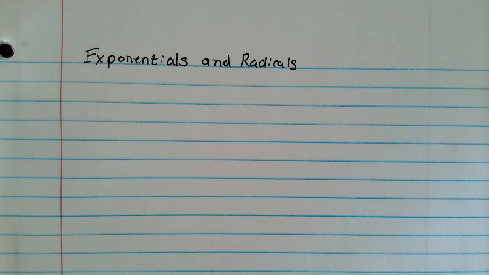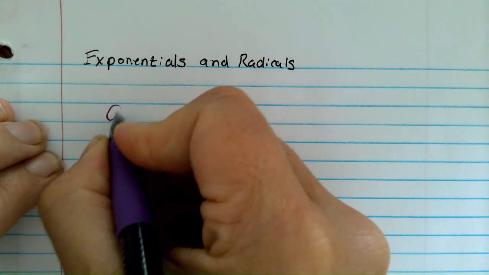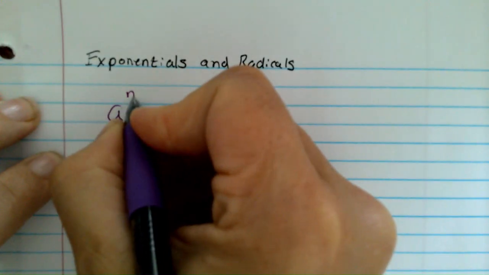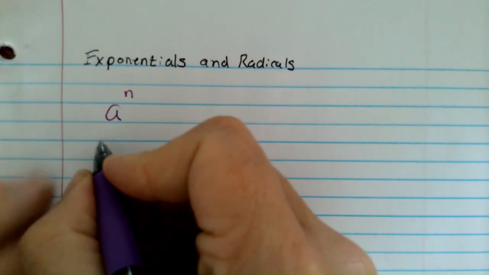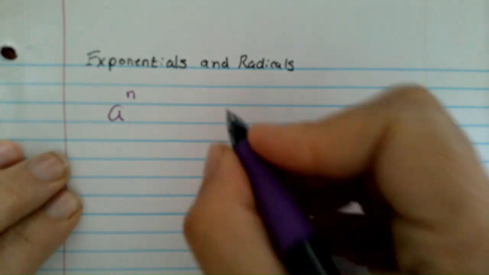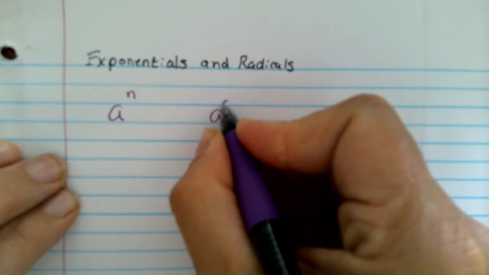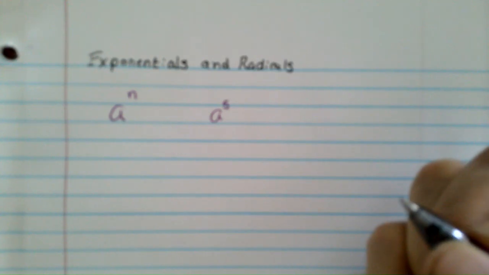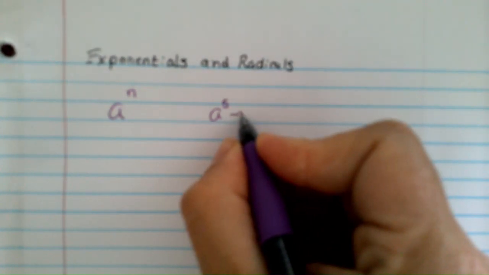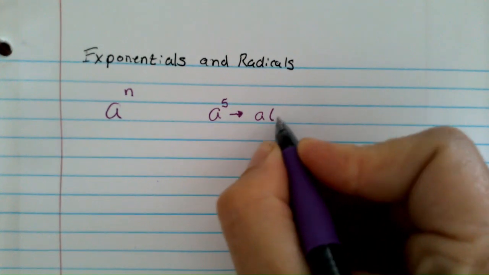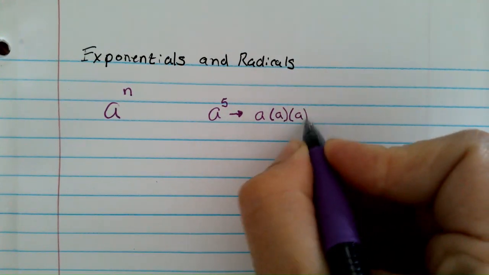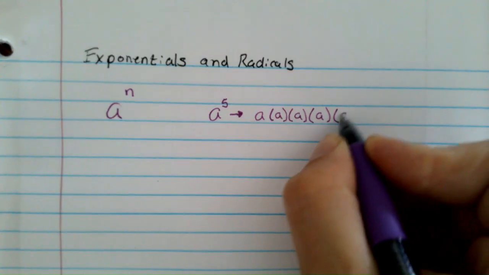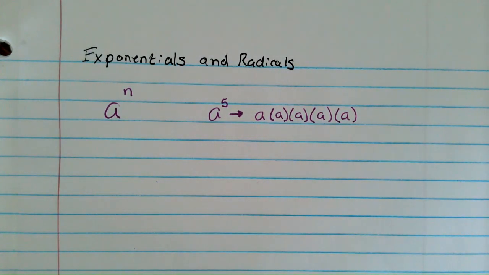So just a reminder that you'll have a base and a power or an exponent. So again, a is the base, n is the power. So we might say this is a to the 5th power. What that really means is that we're taking a multiplied by a, multiplied by a, multiplied by a, multiplied by a. So this would be considered a monomial because there's no plus signs. And that's what we're really looking at here in the moment, is what happens with exponents on monomials.